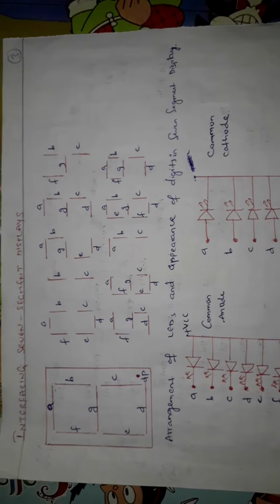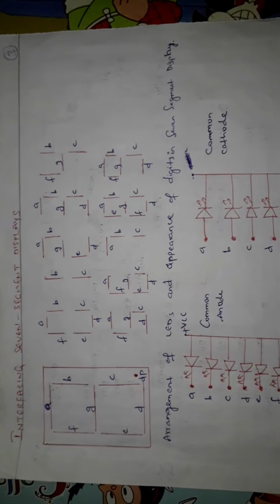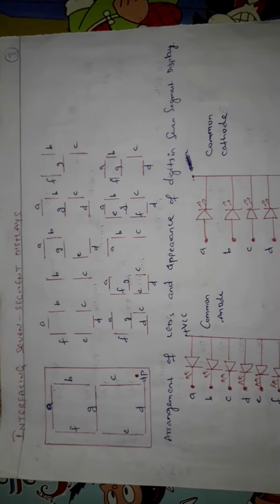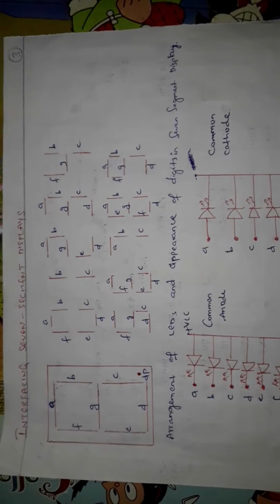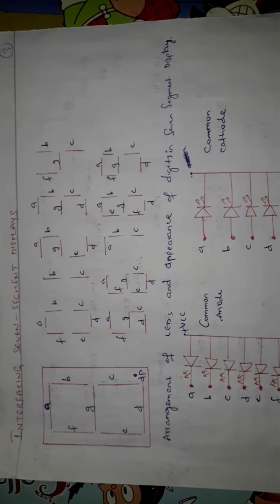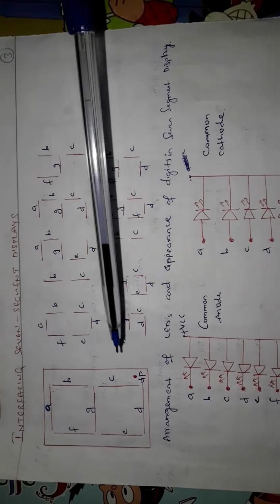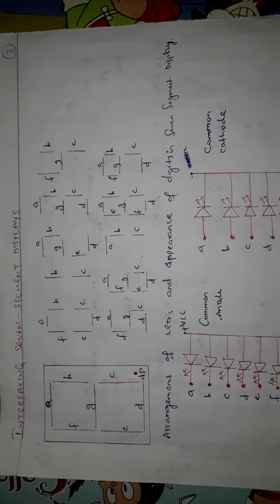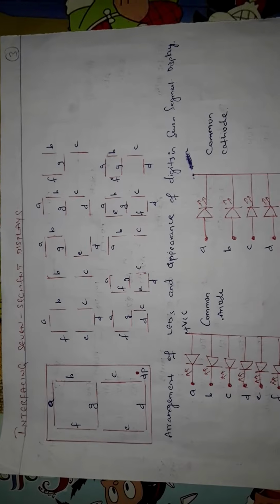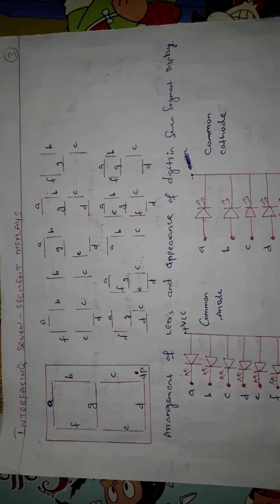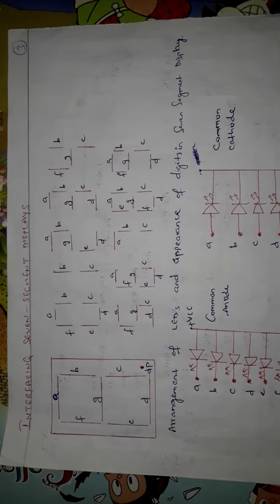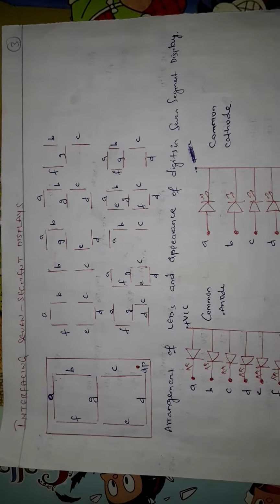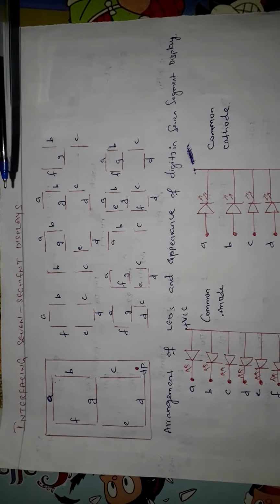Hello friends, in this video lecture we'll see how to interface 7 segment displays with the 8086 microprocessor. A 7 segment display is generally used to display alphanumeric characters, and it is used in different applications like weighing machines and rolling displays in bus stations and railway stations. So it has a number of applications in the real-time environment.